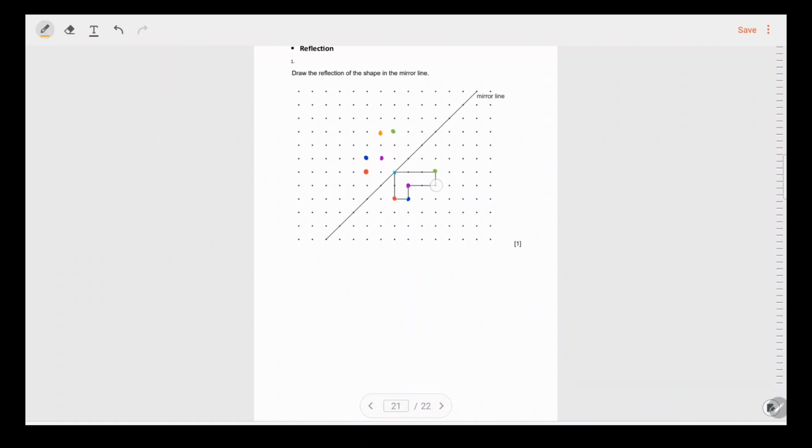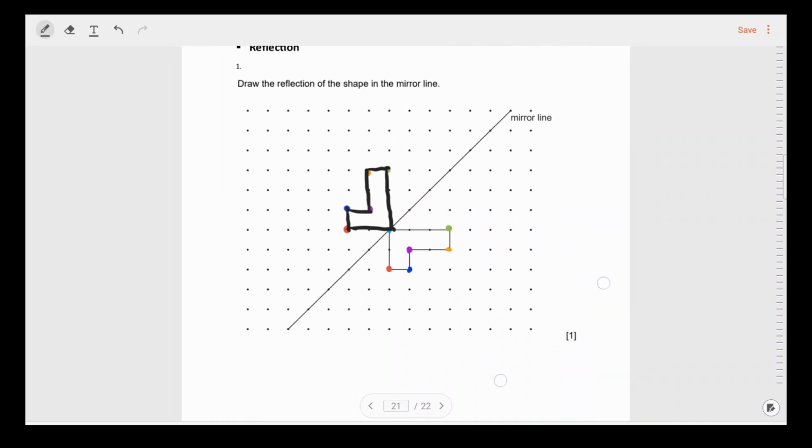Right. So we can join our points based on the colors in this case. So I'll first join red and dark blue, then dark blue and purple, purple and orange, orange and green, then green and light blue, and light blue and red. So here we have the reflection on the mirror line, right? But be very careful with reflections like this.